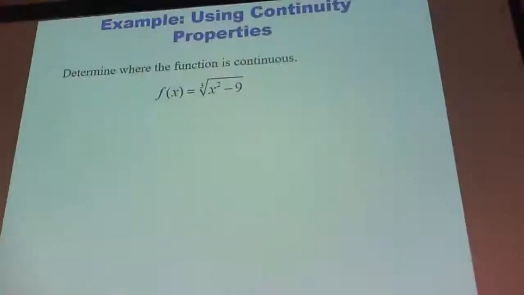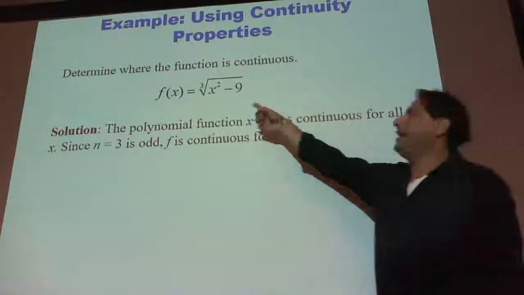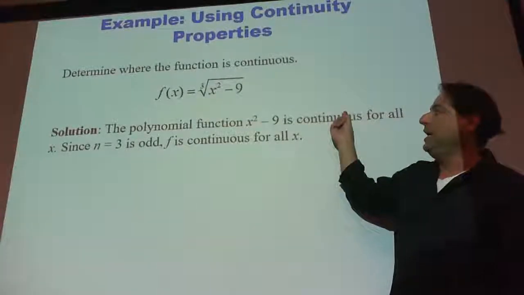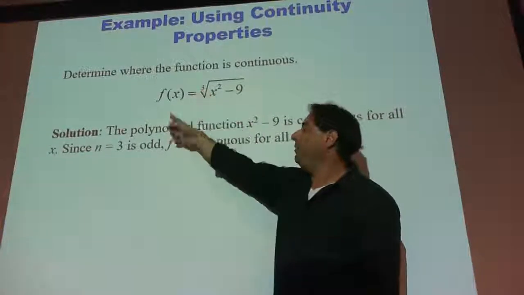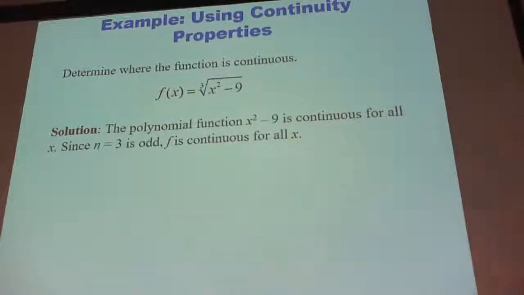Here, the number inside, x squared minus 9, is a polynomial function, so yes, it's continuous. Because this is an odd root, it's continuous. If it was even, we'd have to be careful because you can't take the square root or fourth root of a negative. Just be careful, but we're not worried about the 0, we're worried about all of them.